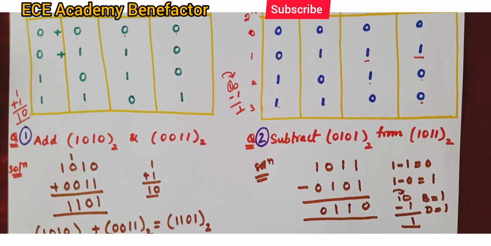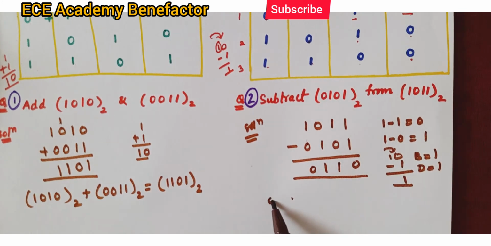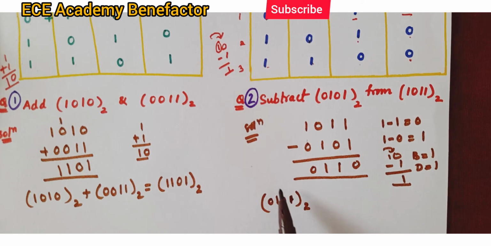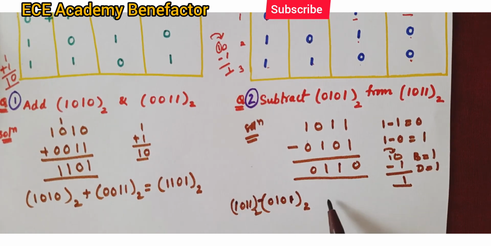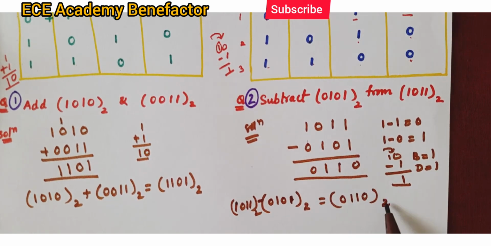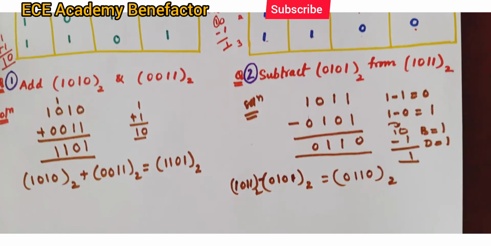Okay. So what is the result for this? 0101 subtracted from 1011 in binary. If you subtract these two numbers, you will be getting the answer as 0110, that is 6 in decimal. Okay. Let us do the third problem.